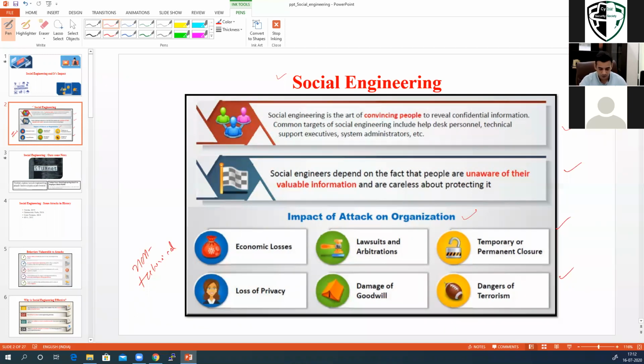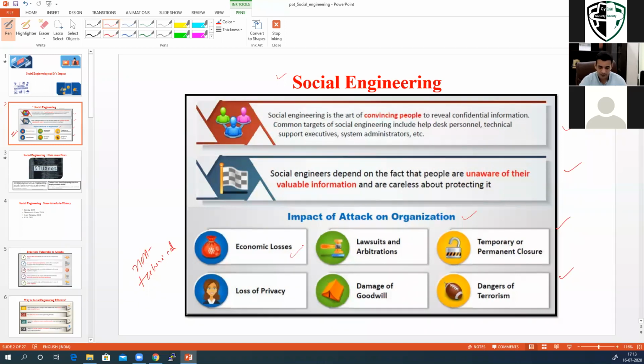The fact is that people are careless, as I've told you, or unaware of the importance of the valuable information they have. So you have to be very careful. You should not be careless about all this valuable information that you have. Otherwise, there will be a huge impact on your organization.